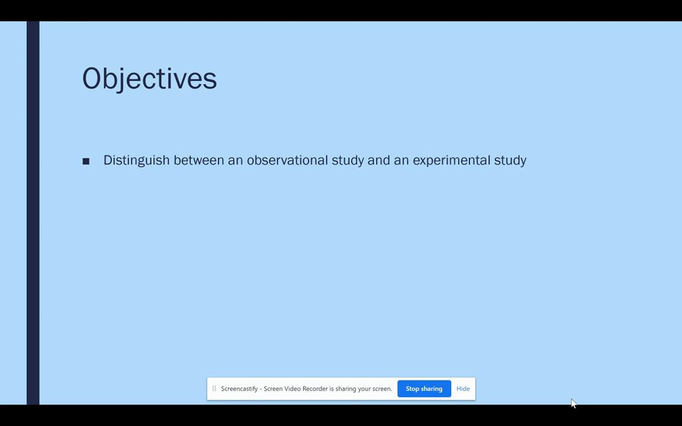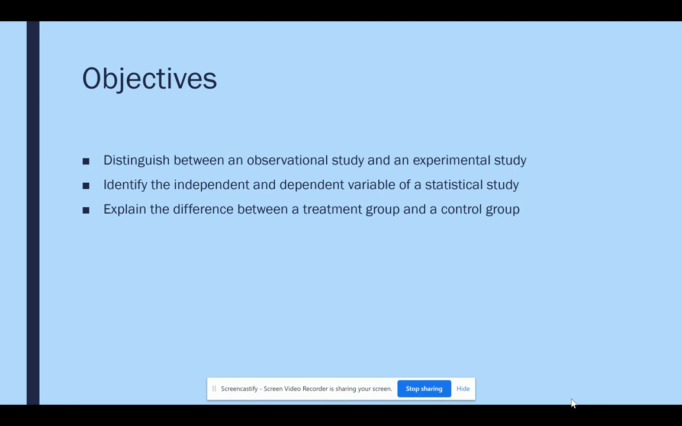The objectives for this lesson are that we want to distinguish between an observational study and an experimental study. You should be able to identify the independent and dependent variable within a statistical study, explain the difference between a treatment group and a control group, and then differentiate between a blind and a double-blind study. So those are the things that we want to take a look at and that you need to be able to do at the end of this particular lesson.